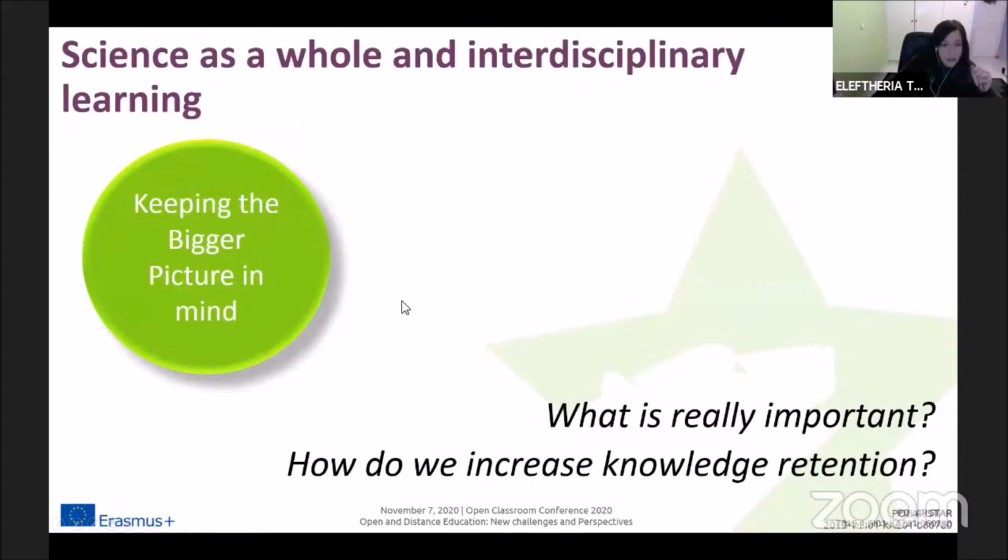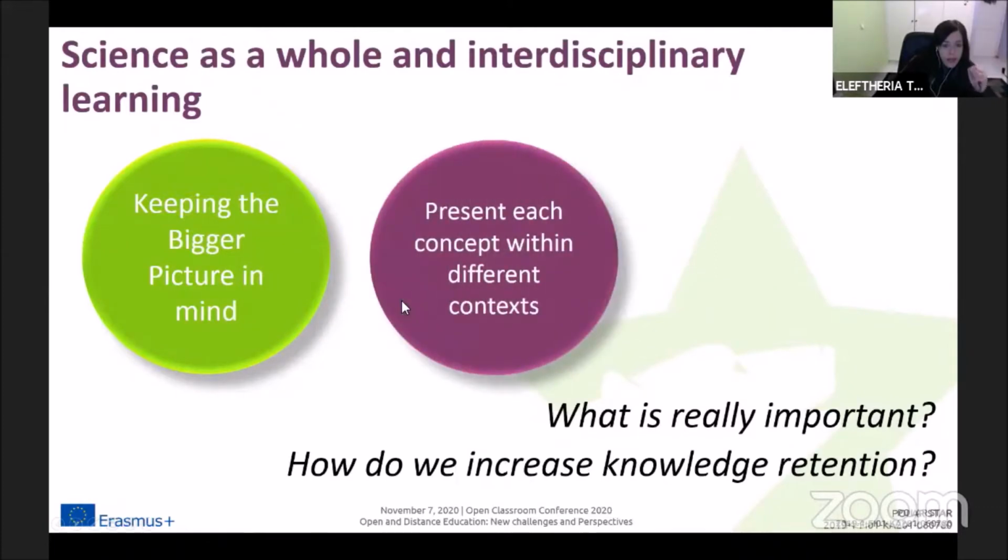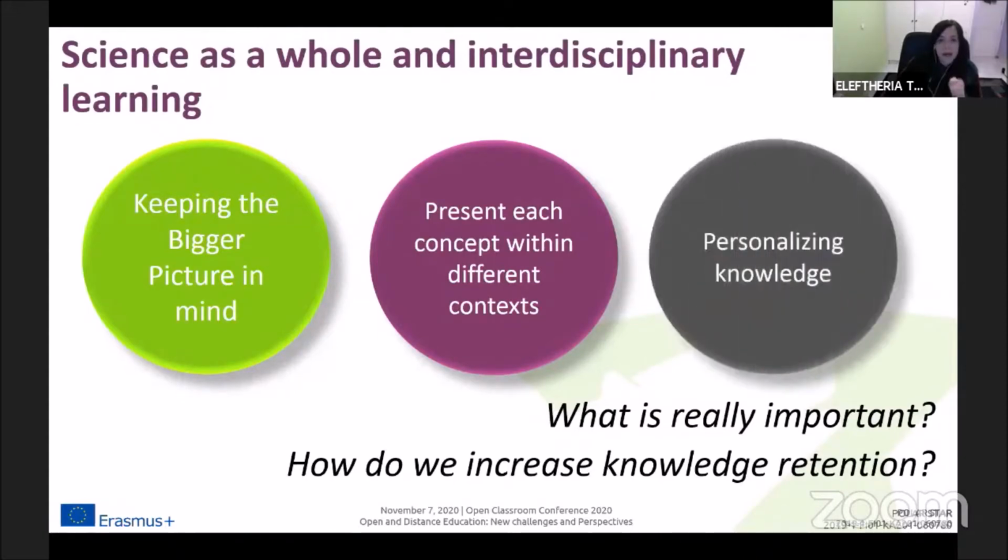The second is by encouraging you to present each concept within different contexts. So presenting each concept through different phenomena, through connections with different other concepts. I'm going to talk about that a little bit later. And the third method is by making your teaching as personalized as possible, offering personalization opportunities to your students.